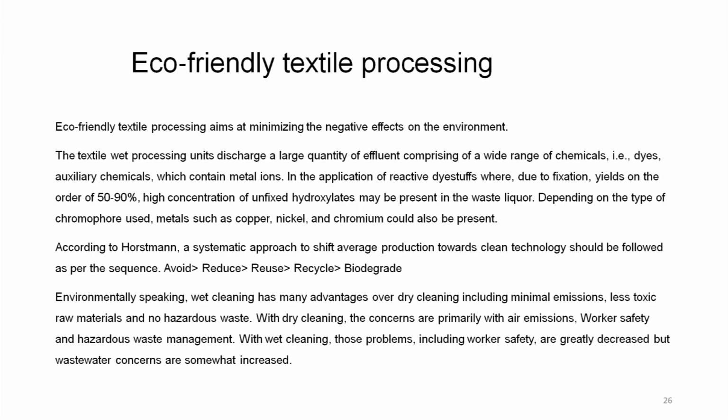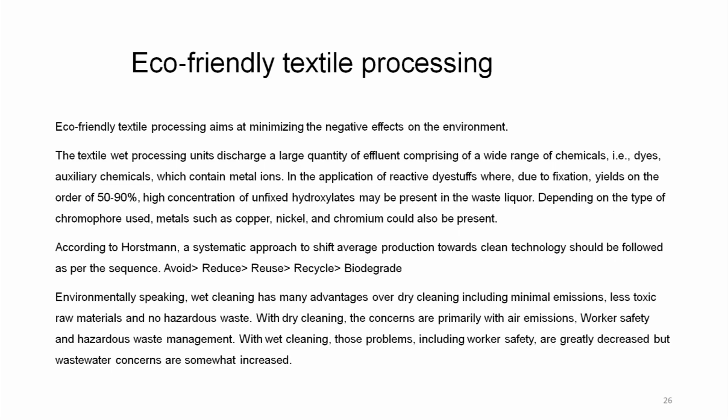The textile wet processing units discharge a large quantity of effluent comprising a wide range of chemicals, that is, dyes and auxiliary chemicals which sometimes contain metal ions. In the application of reactive dyestuff, where fixation yields are on the order of 50 to 90%, a high concentration of unfixed hydrolysates may be present in the waste liquor. Depending on the type of chromophore used, metals such as copper, nickel or chromium could also be present.